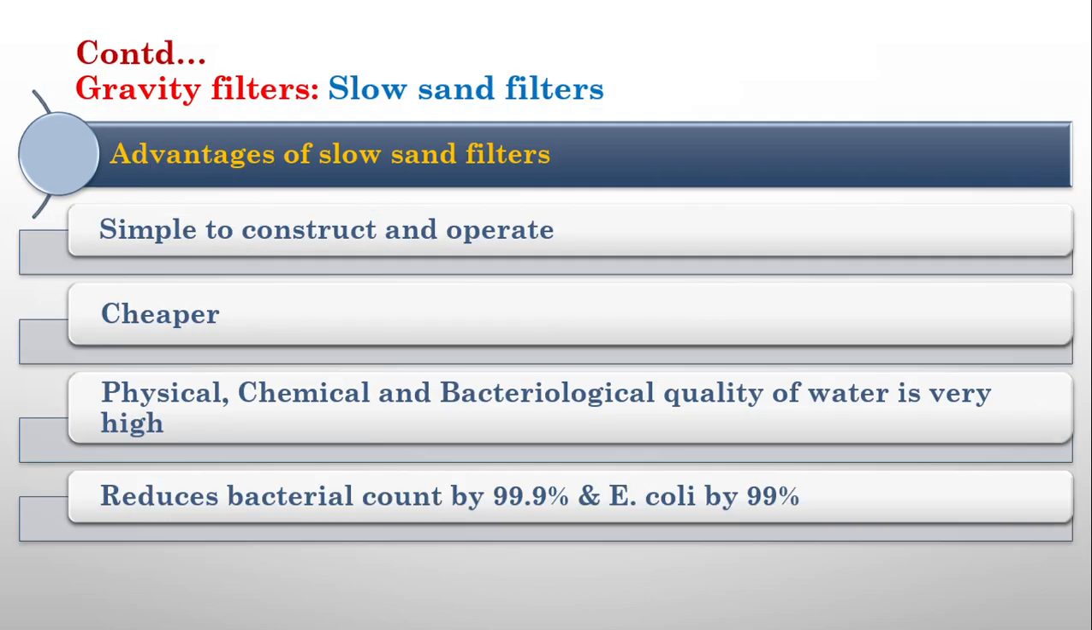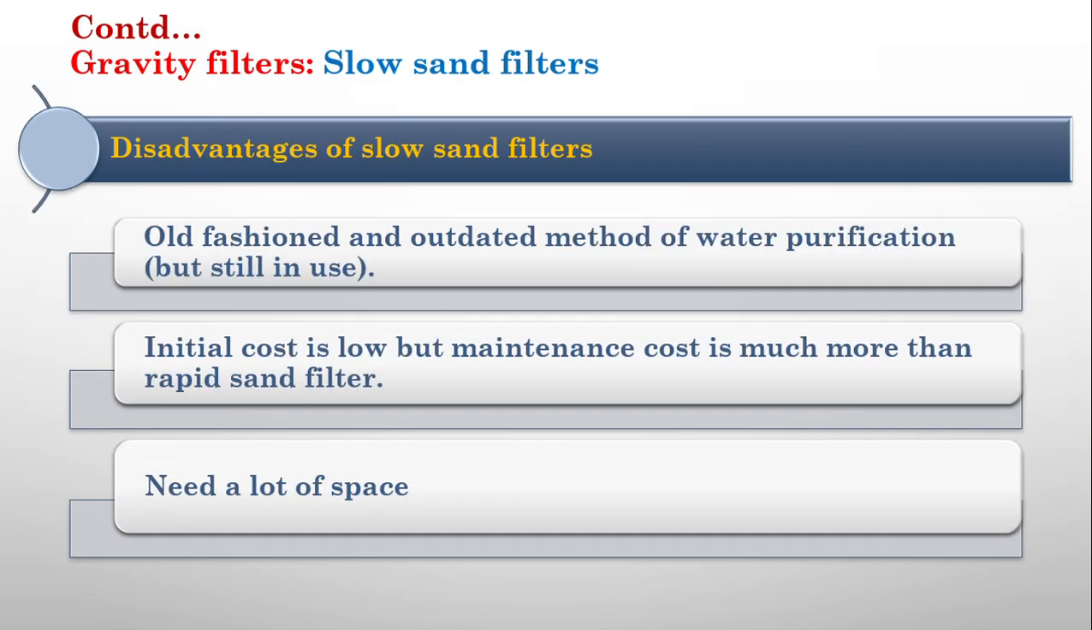And main advantages: they are simple in construction, cheaper, and all the impurities are removed. It reduces the bacterial count by 99.9% and E. coli count by 99%. These are the main advantages. Moving on to the disadvantages, it needs a lot of space. And the second thing is, it is an old fashioned, outdated method. And the third thing is, its maintenance cost is higher. So these are the disadvantages.